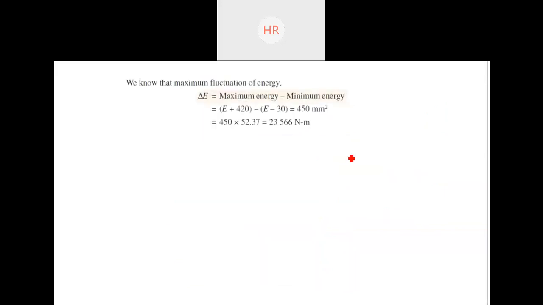So fluctuation of energy is equal to maximum energy minus minimum energy. So E plus 420 minus E minus 30. E will get cancelled. So we are having delta E, the maximum fluctuation of energy, equal to 450 mm square. Now we use that scale and convert this mm square into Newton into meter. Multiplying it with the scale, we are having 23566 Newton into meter. So we have found the value of delta E.